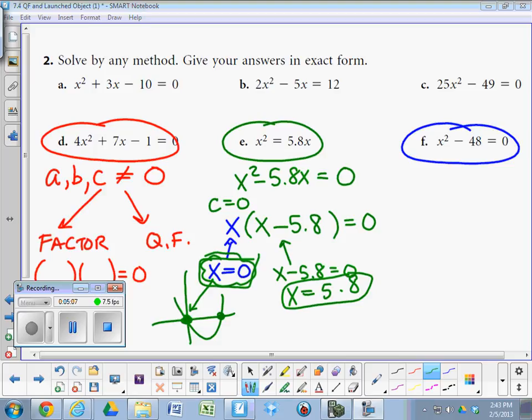Next, we have part F. And in F, what's missing, A, B, or C? Since there's no plain old x term, you see there's an x squared and a 48, B is 0. And when B is 0, these problems are even easier than the red and the green. Because all you have to do in this case, if there's no x in the middle like that, is add 48 to both sides. Divide by the coefficient out here if there is one.